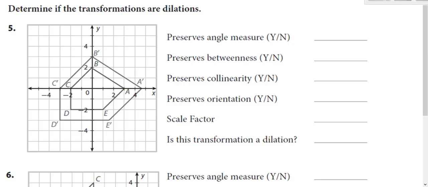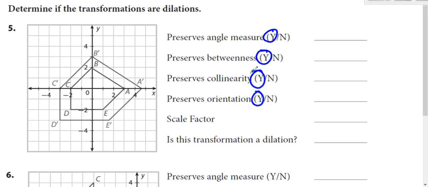So same checklist, preserves angle measures, yes. Betweenness, yes. Orientation, it's going around counterclockwise, A, B, C, D, E, A prime, B prime, C prime, D prime, E prime. Collinearity, just like betweenness, yes.